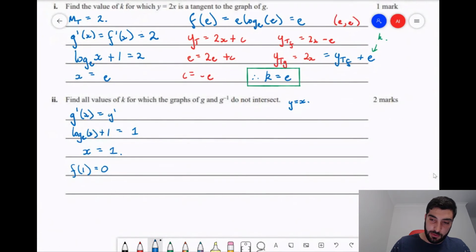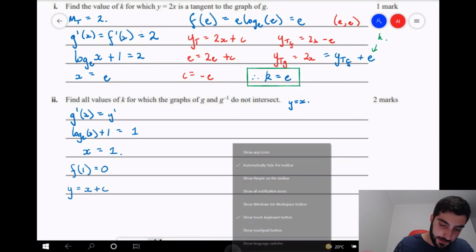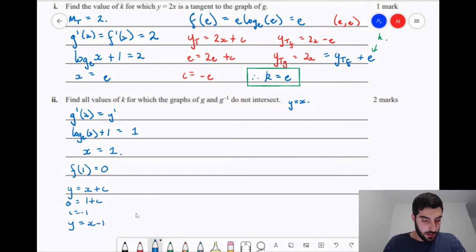So that's our point that we need to use, and then again we go through a similar set of steps, work out the tangent at that point, or the equation I should say. y is equal to x plus c, since the gradient is 1, and then sub in that point, you'll get 0 is equal to 1 plus c, so c is equal to minus 1, so this equation here is y equal to x minus 1. So what does that tell us at that point in time?